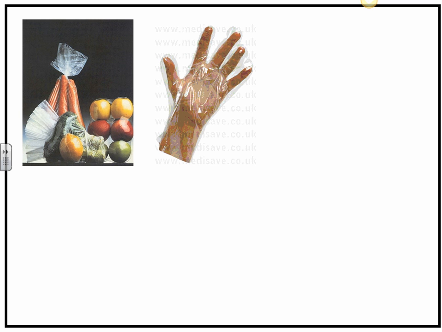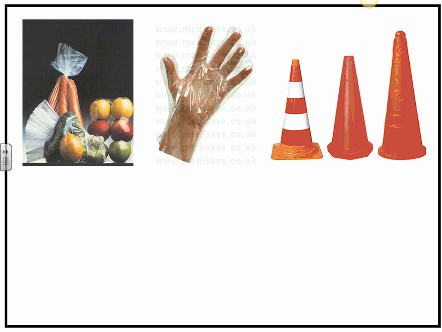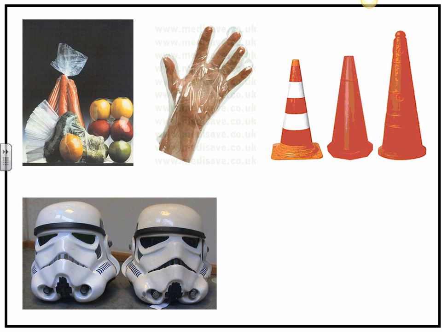Now, polythene can be found in things like the shopping bags, can be found in the disposable gloves, can be found in things like witches' hats, can be found in stormtrooper helmets.